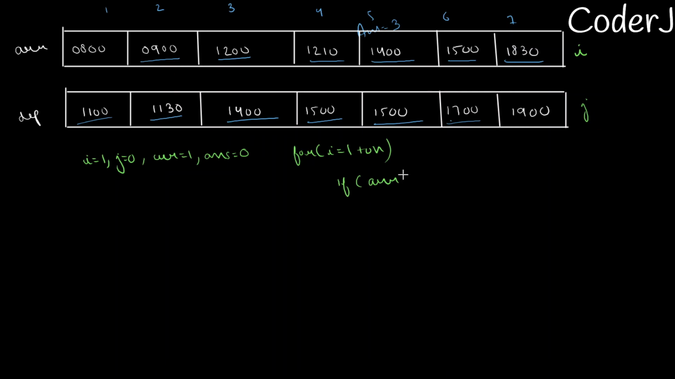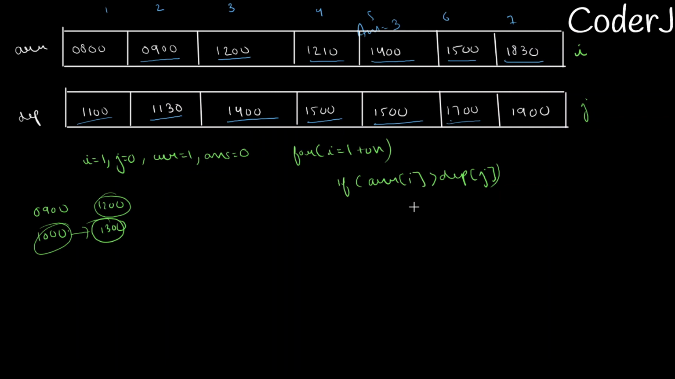If the arrival of a train is greater than the departure of some other train, what does it mean? Let's say a train is coming at 0900 and leaving at 1000, and the next train is coming at 1200 and leaving at 1300. So you can see that the arrival of the next train is greater than the departure of the previous train. In this case, a platform is going to be freed up, and you also need to move the j pointer forward.